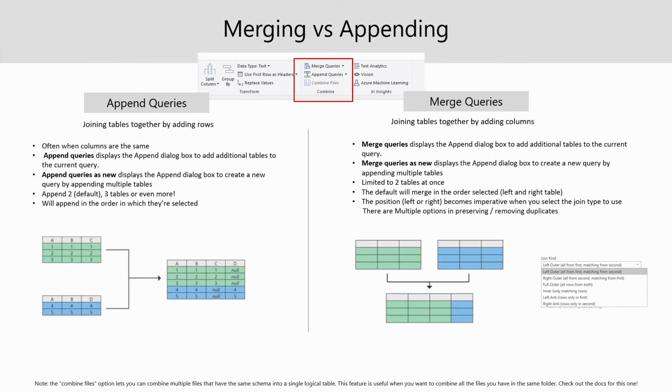Next up, merging versus appending. So we can combine our data in Power Query Editor by either appending queries or merging queries. Appending queries is joining tables together by adding rows. As displayed in the picture, we have one table above with the same columns on the bottom, and then Power BI will just add those 2 rows together. You have 2 options. You can append queries or you can append queries as new.